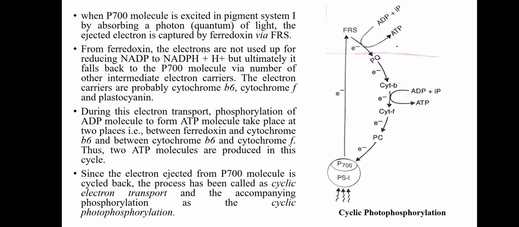P700 molecule, which is PS1 or photosystem 1, excites an electron which is first taken by ferredoxin FRS, then plastoquinone, then cytochrome b6f complex, then plastocyanin, then returns back to photosystem 1. During this electron transport at two places, ATP formation occurs. So at last, during this cyclic photophosphorylation, two ATPs are released.